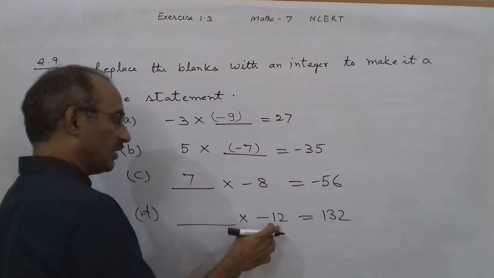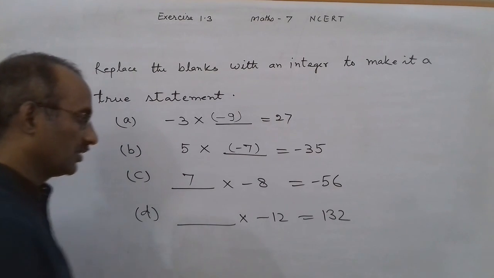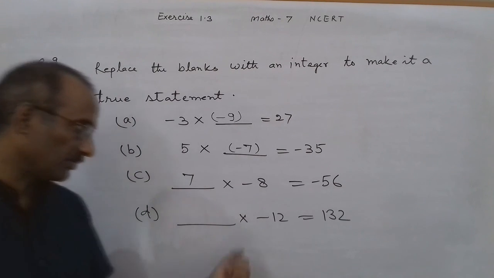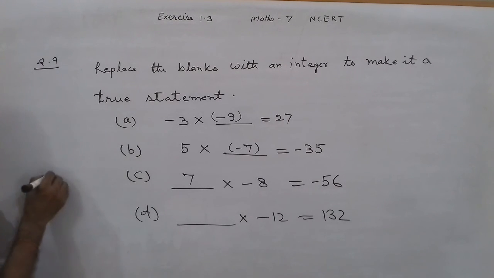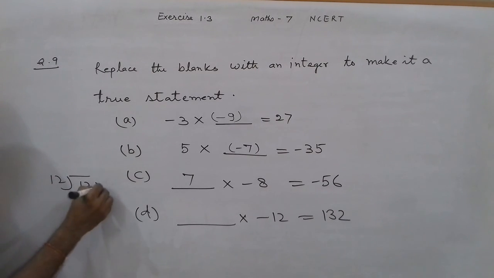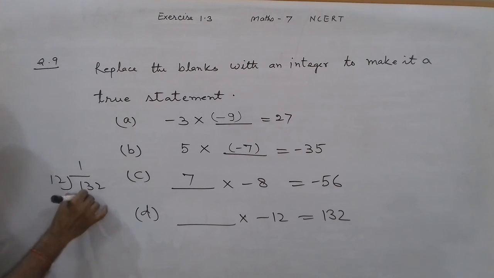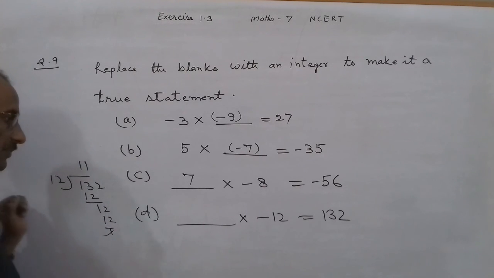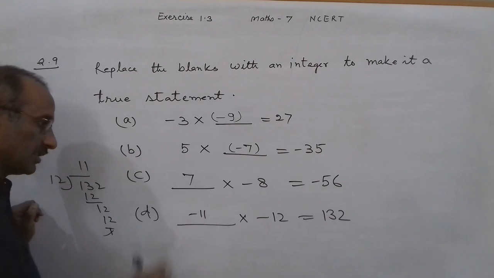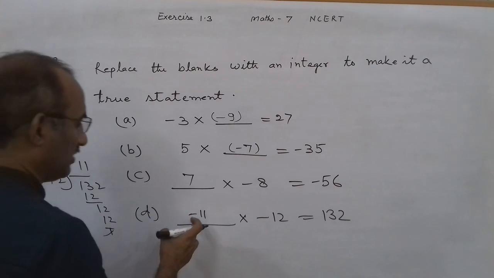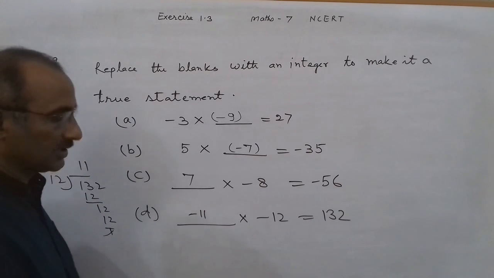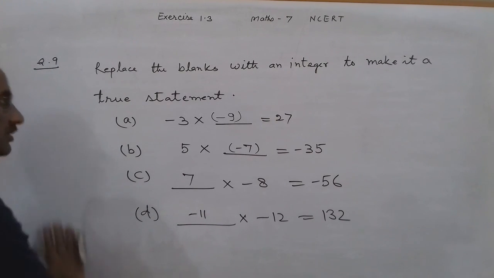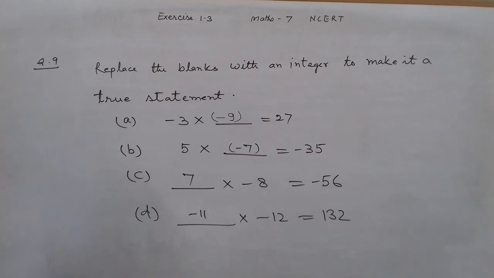Here we have -12, but our answer is positive. So we have two negative integers. The first one is -12 and the second, on dividing 132 by 12, we get 11. But our answer will be -11, because when we multiply -11 and -12, then we get plus 132. So we have -11 as our answer for question D.